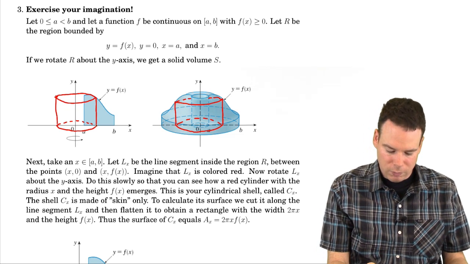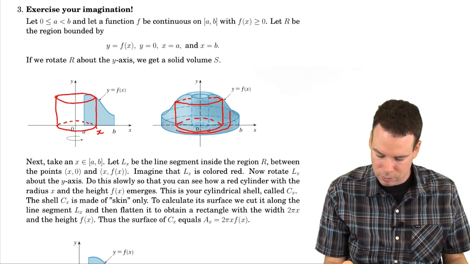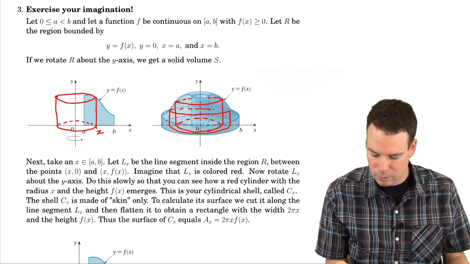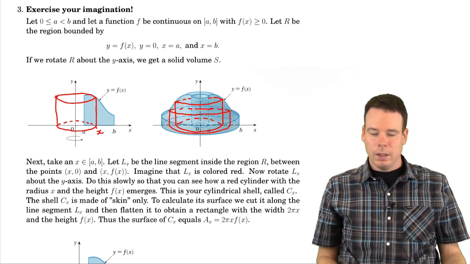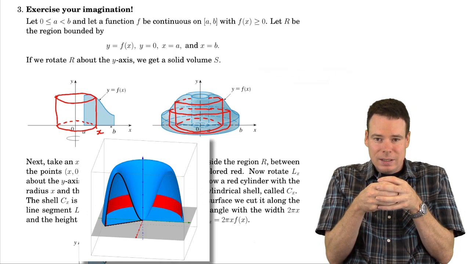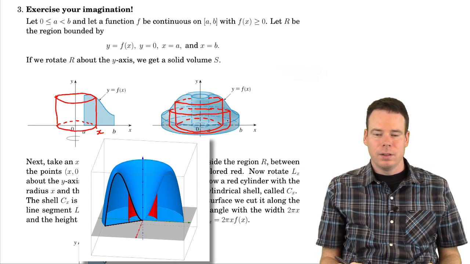And we could do this for various different x values. I'll draw a couple of them over here. Another cylinder. In fact, we do this for every x value between a and b, and we're going to get a whole bunch of concentric cylinders that fill up the solid.